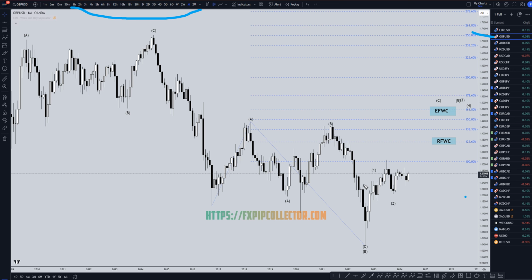So on the pound dollar, I still think we're either in a running flat wave C or an expanding flat wave C. I think that this is going to keep on trending up, maybe looking like this, or possibly looking like this for an expanding flat. Either way, I think that we're going to make a pretty big uptrend on the shorter time frames.